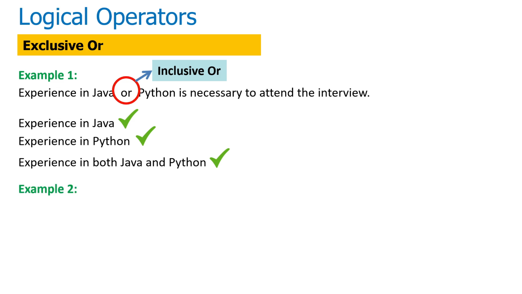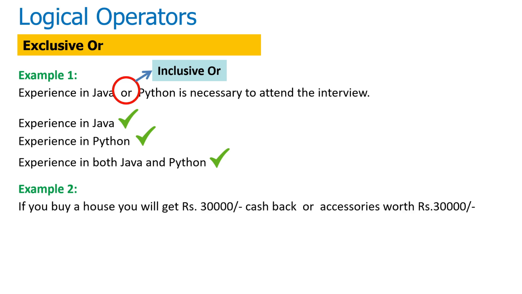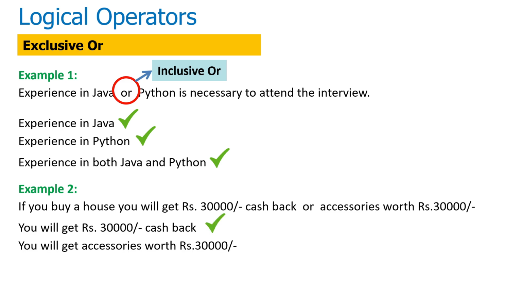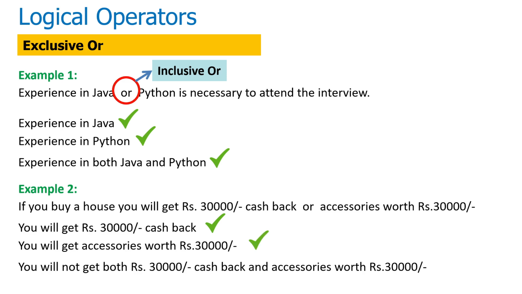Let's take one more example. If you buy a house, you will get 30,000 rupees cash back or accessories worth 30,000 rupees. Let us try to understand this statement. If you buy a house, you will get 30,000 rupees cash back or you will get accessories worth 30,000 rupees. But you will not get both 30,000 rupees cash back and accessories worth 30,000 rupees.